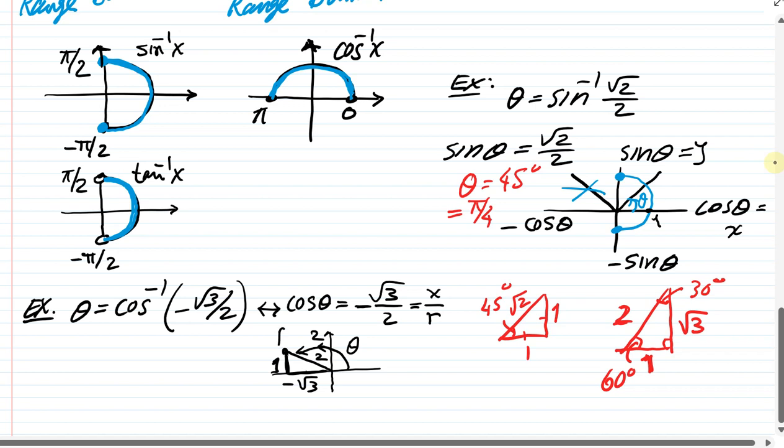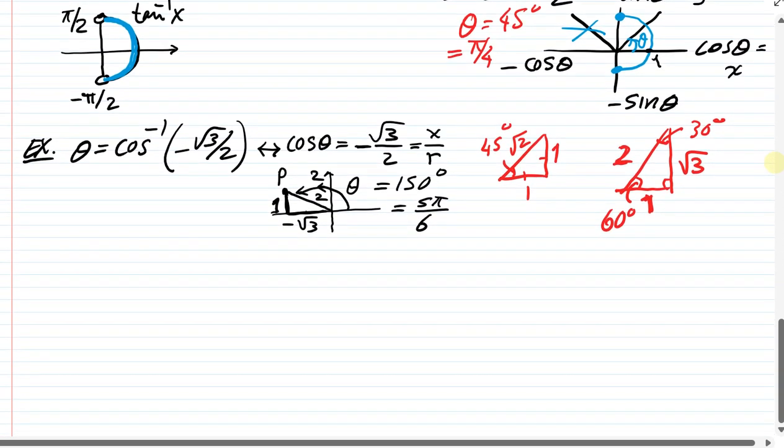This would be the point P corresponding to a point on a circle of radius 2 now. And going off of our triangle, therefore the measure of the angle has to be 150 degrees. 150 degrees, that's 5 times 30, so that's 5 pi over 6. And there we have the value of this trig of theta. Let's take a look at another example.